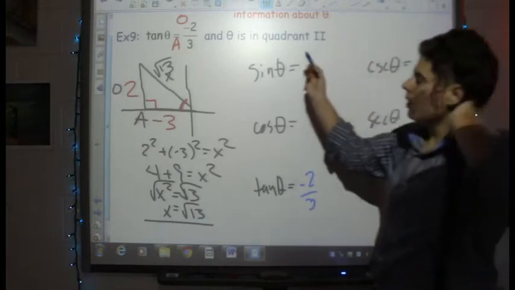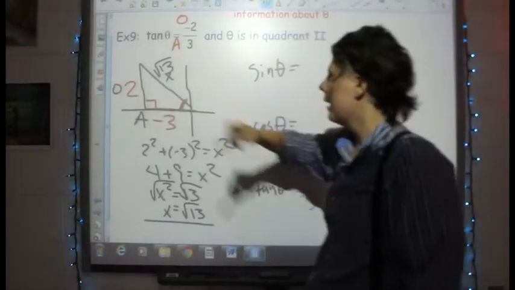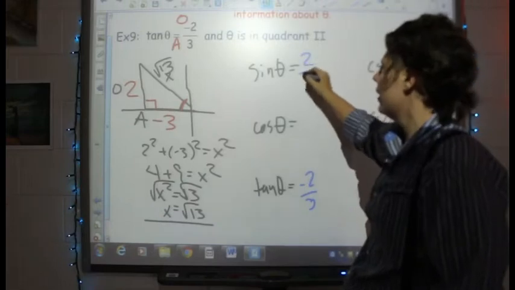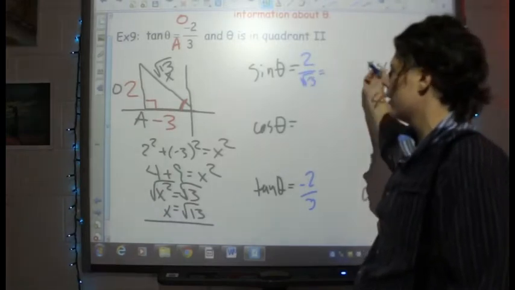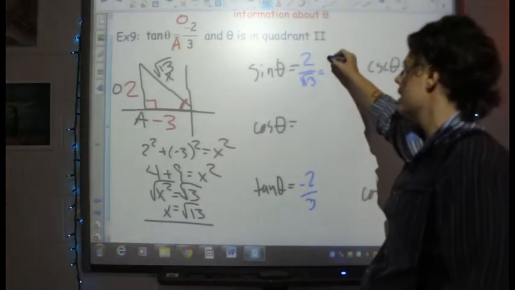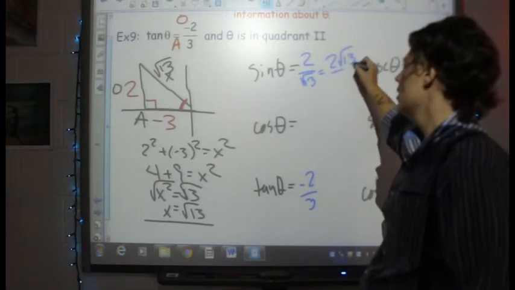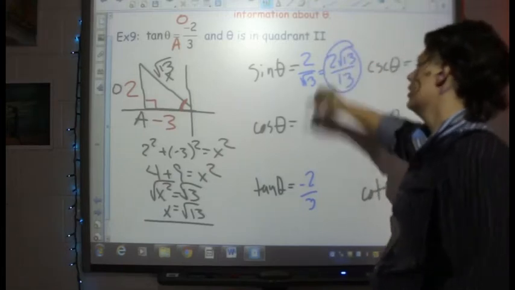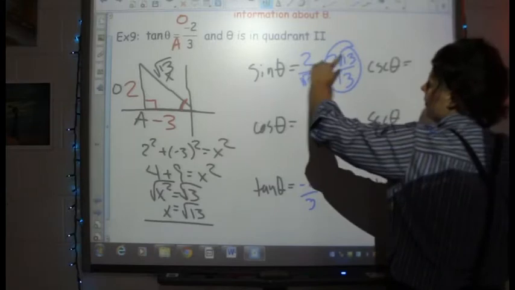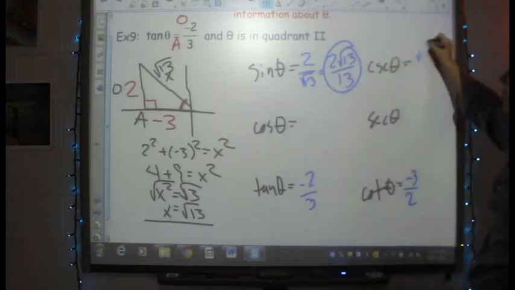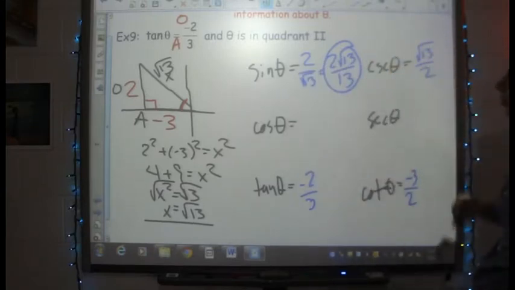For sine, we're going to use opposite over hypotenuse. So I have 2 divided by the square root of 13. But of course, I got to rationalize, multiply by the square root of 13. So I have 2 square roots of 13 divided by 13. For cosecant, I flip over the unrationalized version, and I get square root of 13 divided by 2.